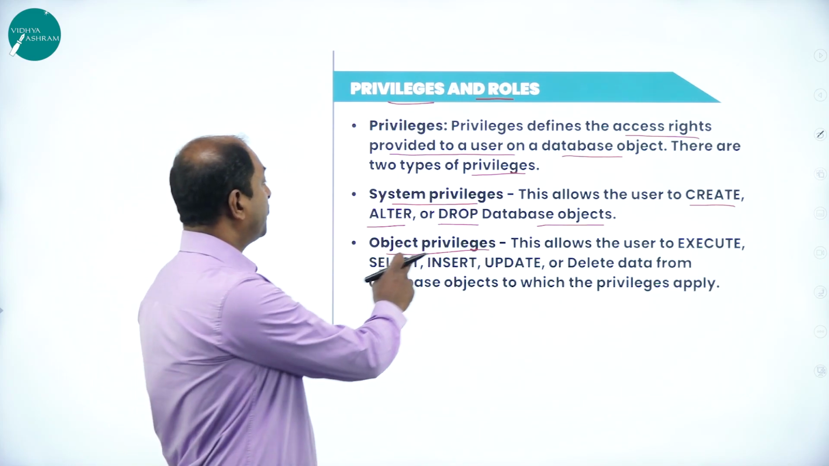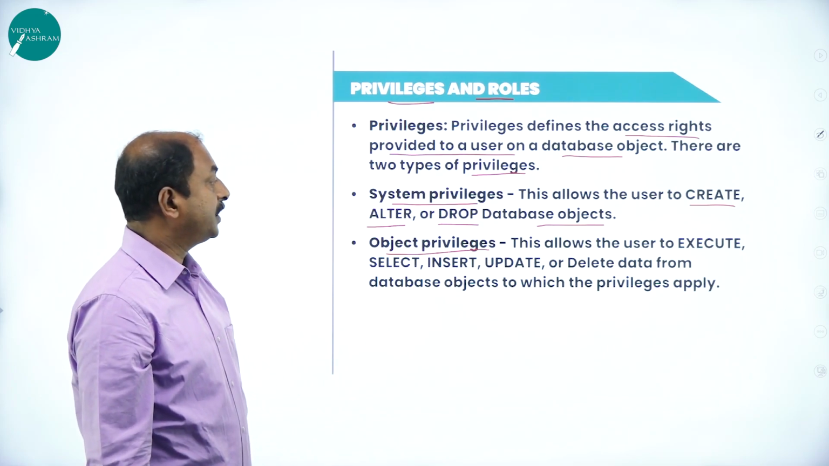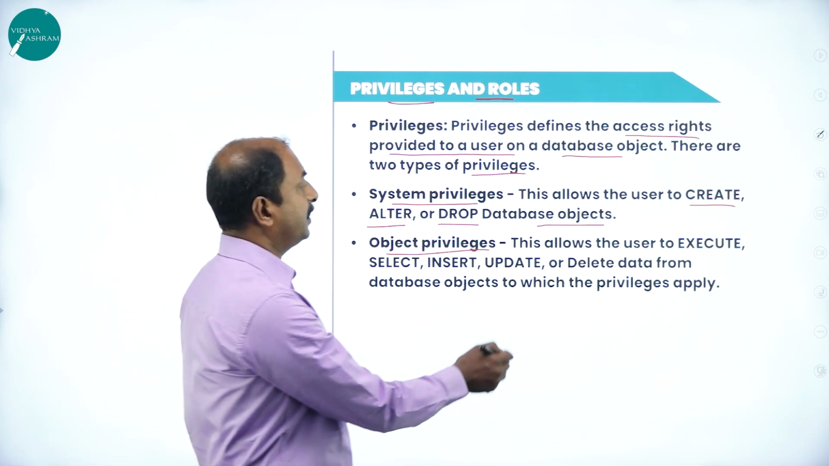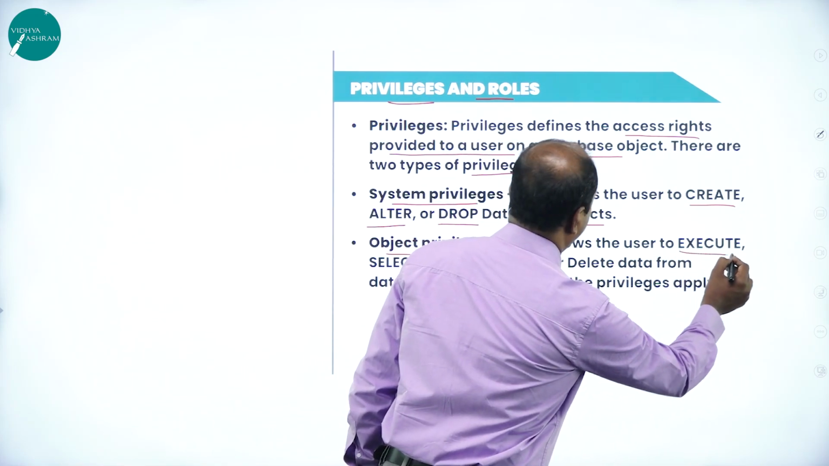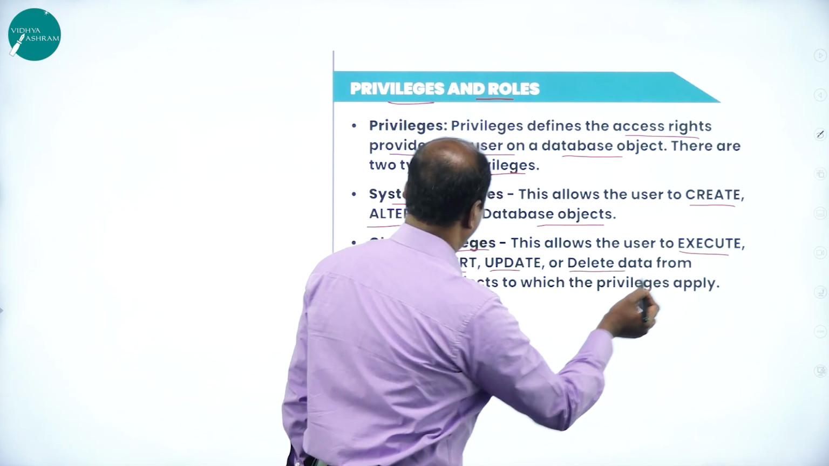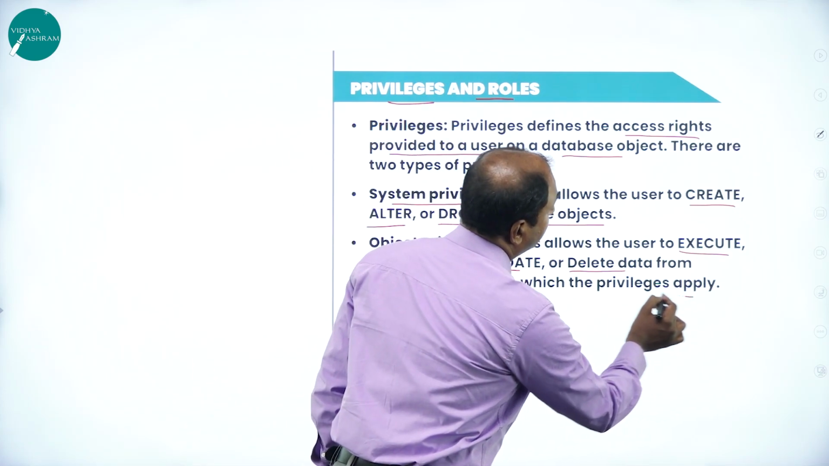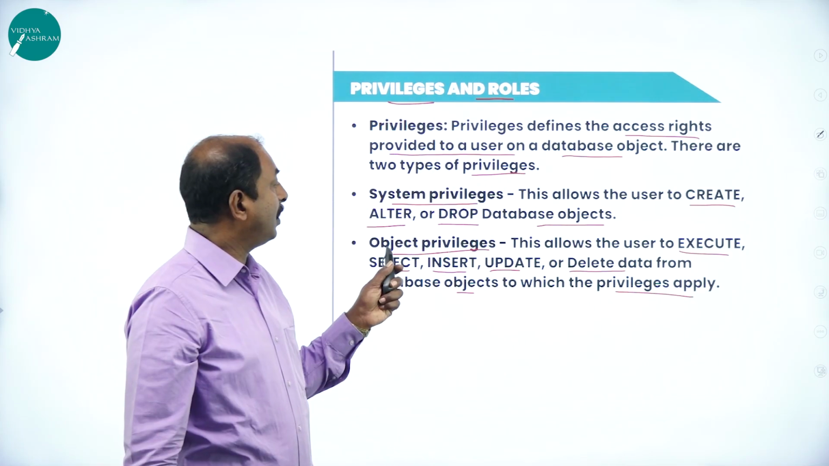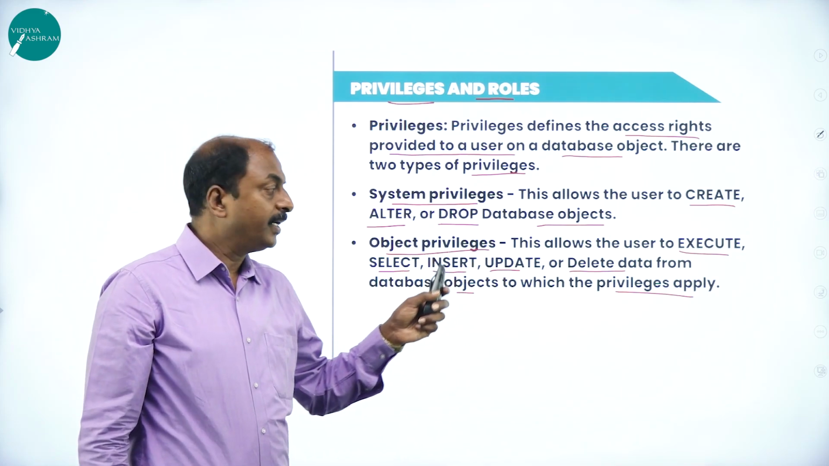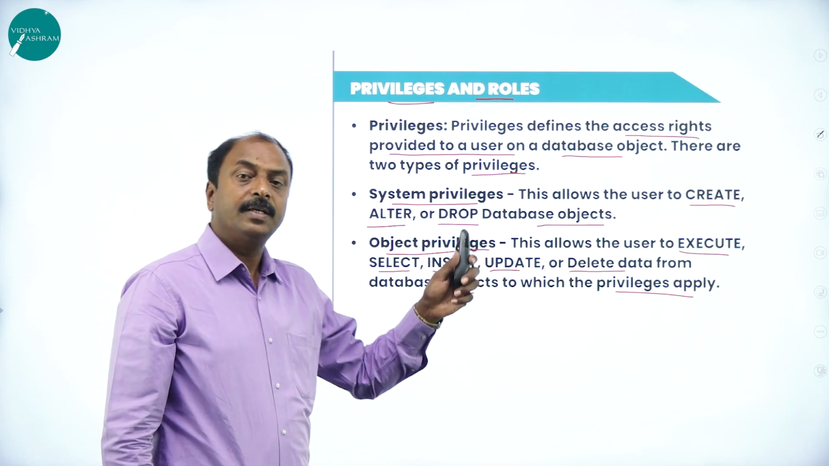And what are object privileges? Database objects are nothing but tables. What are the table level privileges? These allow the user to execute select, insert, update or delete data on the database object to which the privileges apply. So object privileges are these commands that we can make use of.